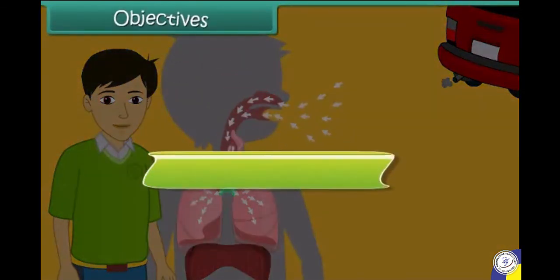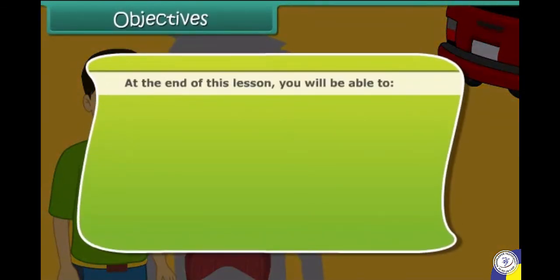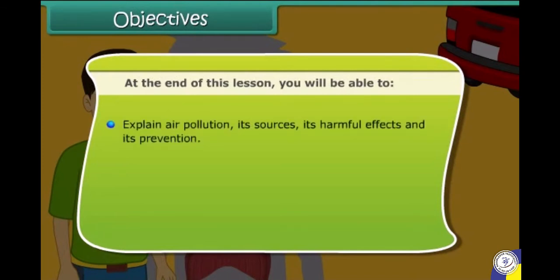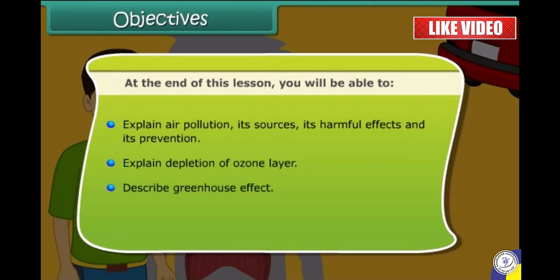Objectives. At the end of this lesson, you will be able to explain air pollution, its sources, its harmful effects, and its prevention. Explain depletion of the ozone layer. Describe the greenhouse effect. Explain the formation of acid rain.